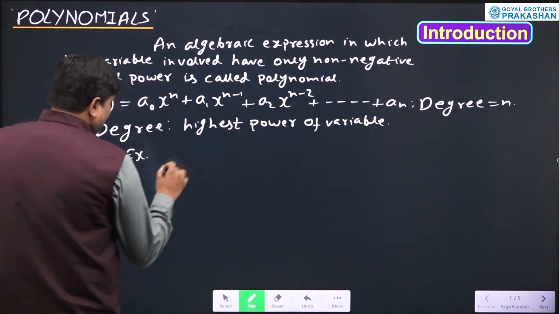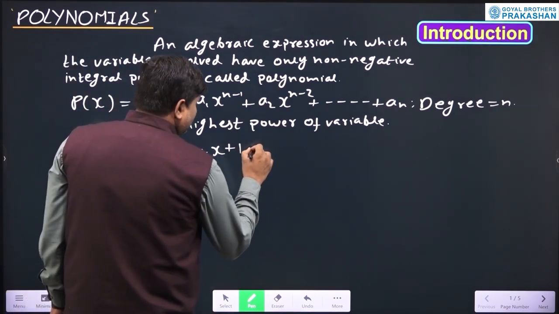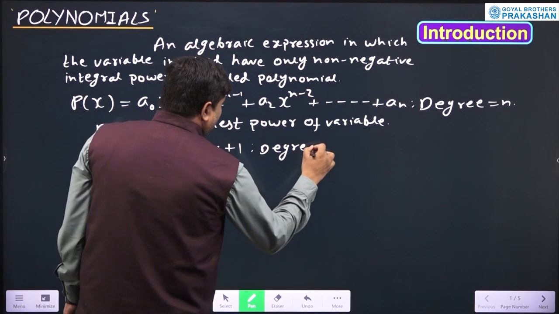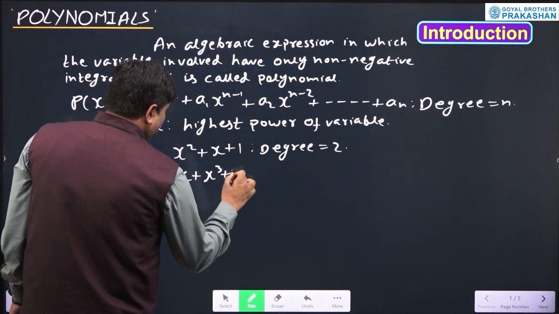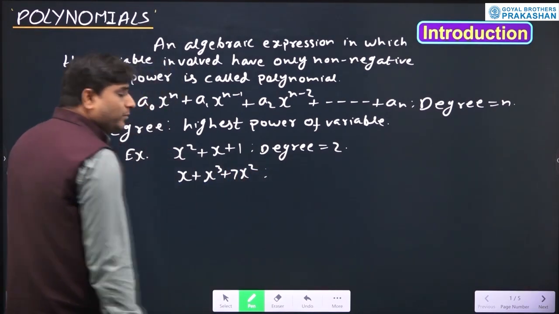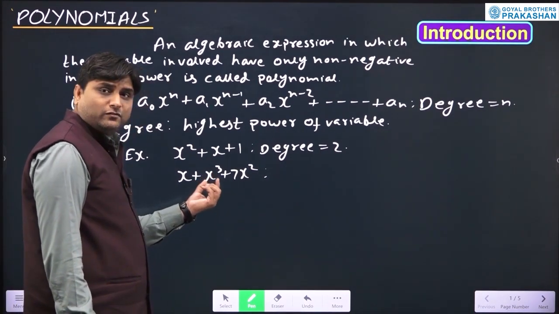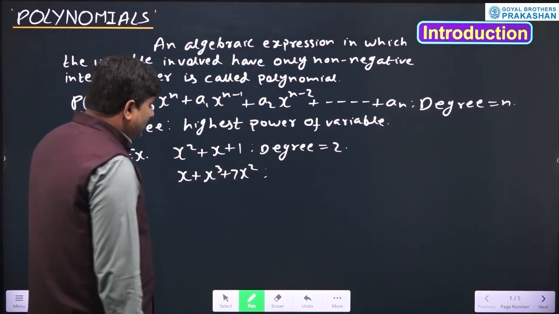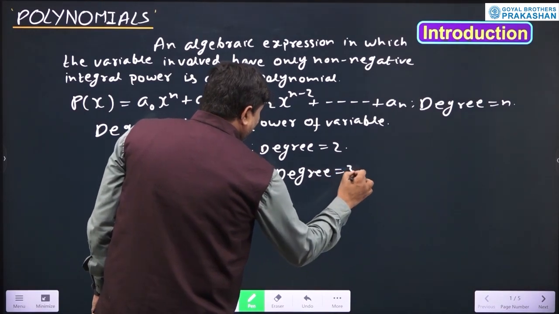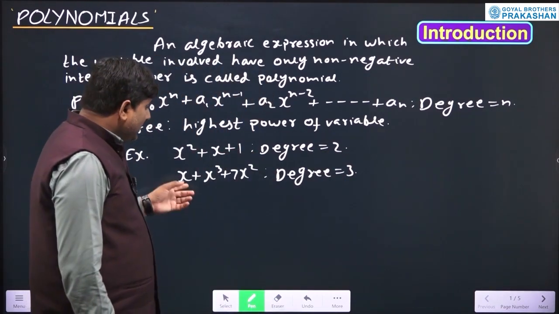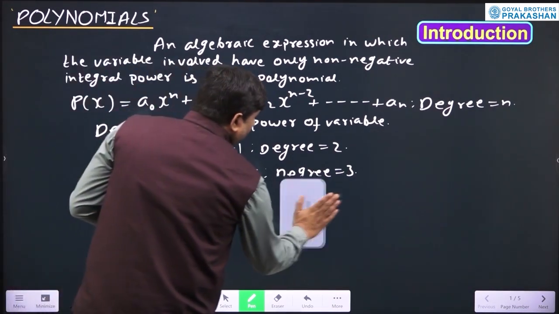For example, if I write the polynomial x square plus x plus 1, its degree is 2 because the highest power of x involved in it is 2. If I write x plus x cube plus 7x square, is this a polynomial? Yes. And the highest power is 3, x cube, so the degree is equal to 3. To write the degree, you just have to see the highest power of the variable involved in it. So this is about the degree of a polynomial.